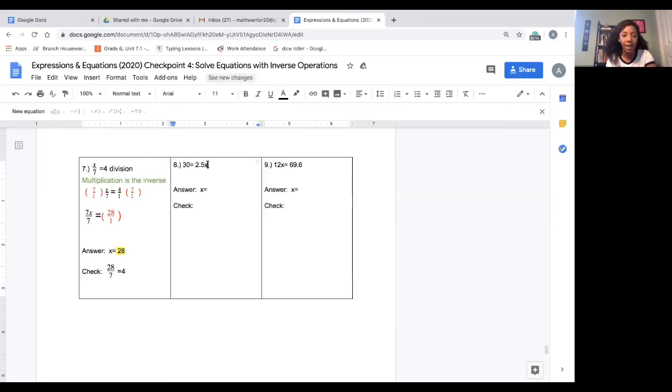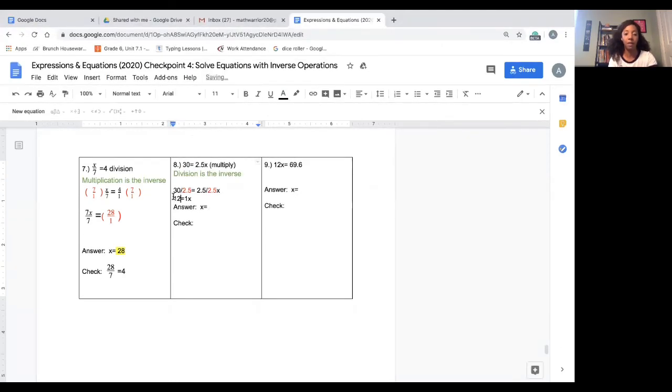So here we have 30 equals 2.5 times x. I know that a number next to a letter, again, means multiply. Let's take the inverse of multiplication, which is division. So let's take our problem and divide each side by 2.5. 2.5 divided by 2.5 is going to give me 1x. Take 30 and divide that by 2.5.